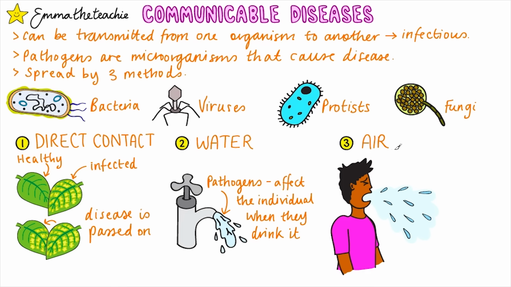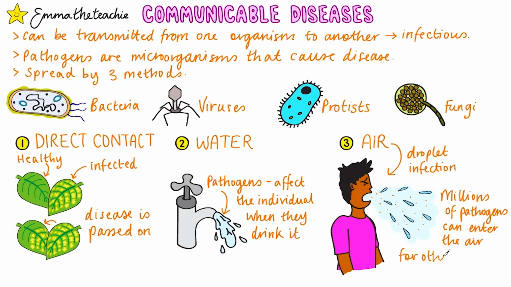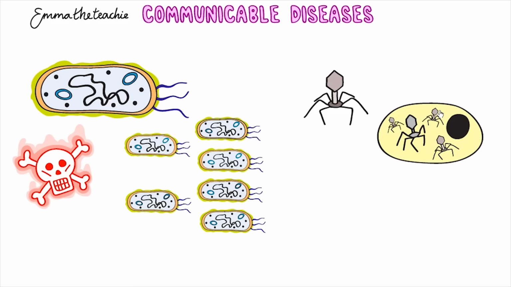And thirdly, we've got the air. Many diseases can spread in the air, including droplet infection. When you have a cold and sneeze, millions of droplets containing pathogens are spread into the air, and other people may breathe them in. The majority of communicable diseases are caused by bacteria and viruses. Let's look at these 2 groups of pathogens and how they differ.